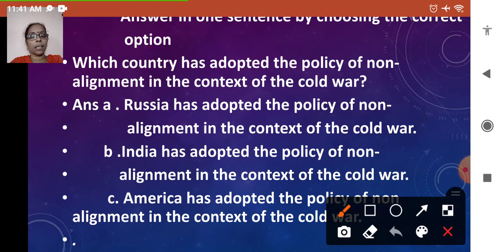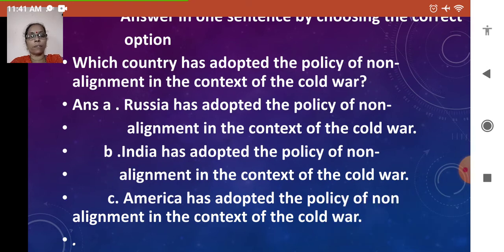And third option is America has adopted the policy of non-alignment in the context of Cold War. So what is the correct answer? Yes, India has adopted the policy of non-alignment in the context of Cold War. Okay, so for one sentence also you will get options.